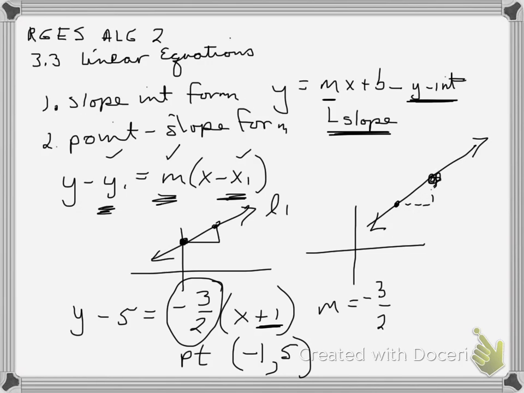There's my slope, and if I wanted to graph that, all I would have to do is graph the point negative 1, 5, somewhere up like this, and then I would go run over 2, down 3, whatever that would be. I'm just kind of eyeballing it here, and my line would look like that.